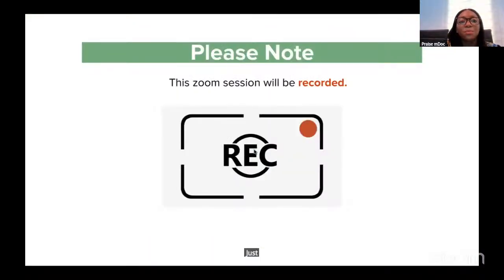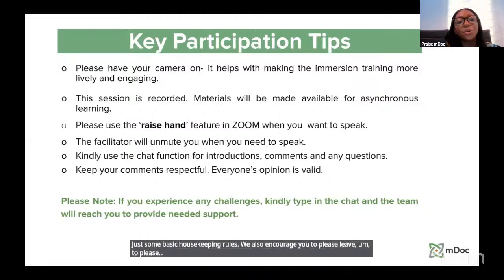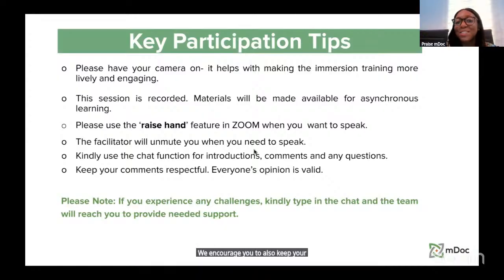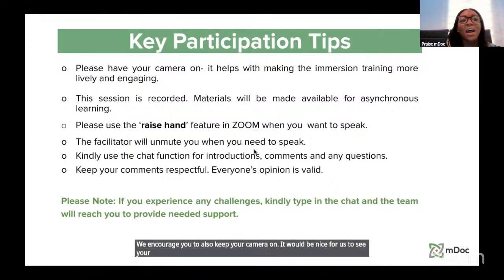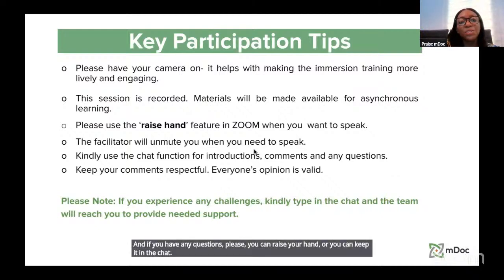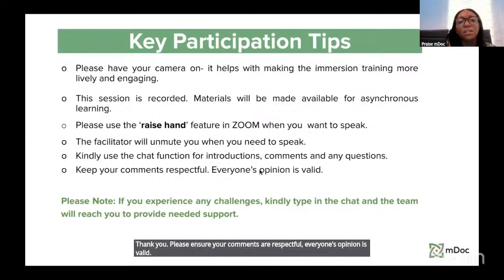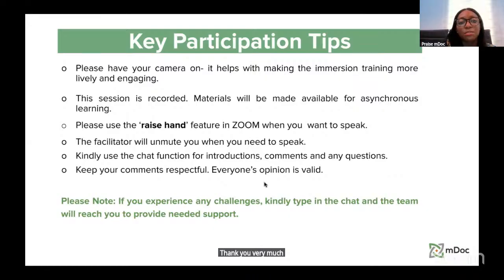Just some basic housekeeping rules. We also encourage you to please leave your comments in the chat room. If you have questions, we will definitely attend to them. We encourage you to also keep your camera on. It would be nice for us to see your faces. And if you have any question, please, you can raise your hand or you can keep it in the chat. Please ensure your comments are respectful. Everyone's opinion is valid. Thank you very much.